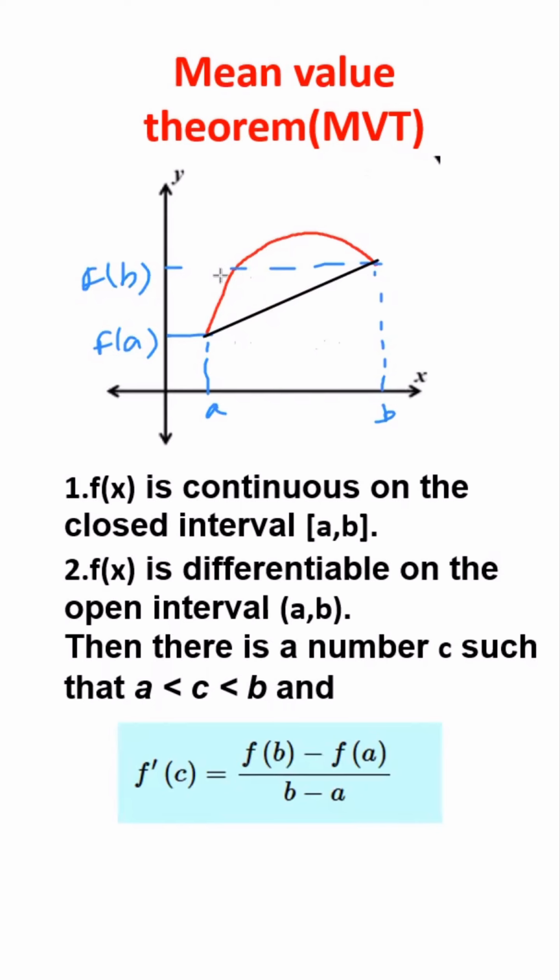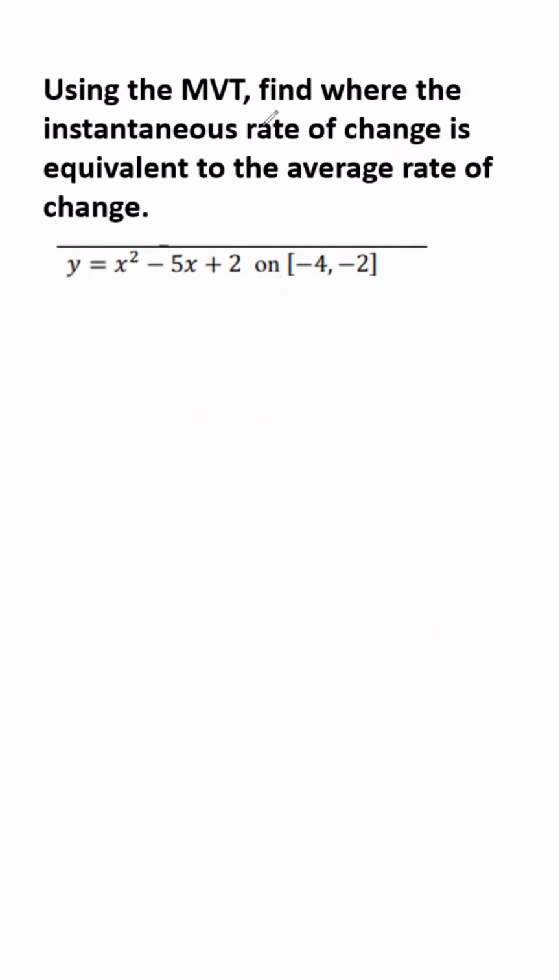So there must be a point c that exists between the interval a and b where the instantaneous rate of change, that is the derivative at that point, would be the same as the average rate of change. This average rate of change is equal to the instantaneous rate, and this point is called, let it be, c.